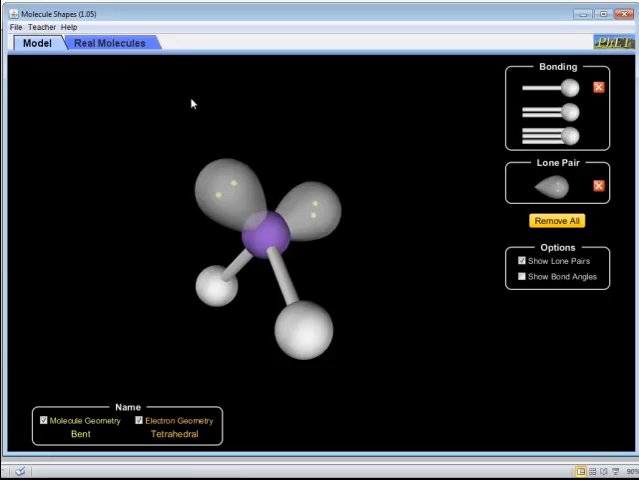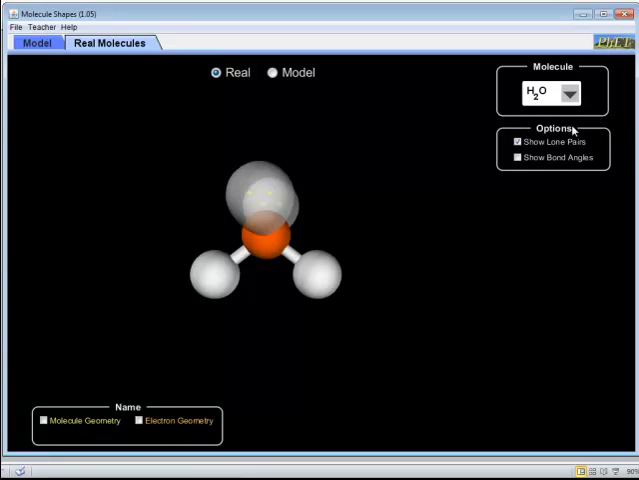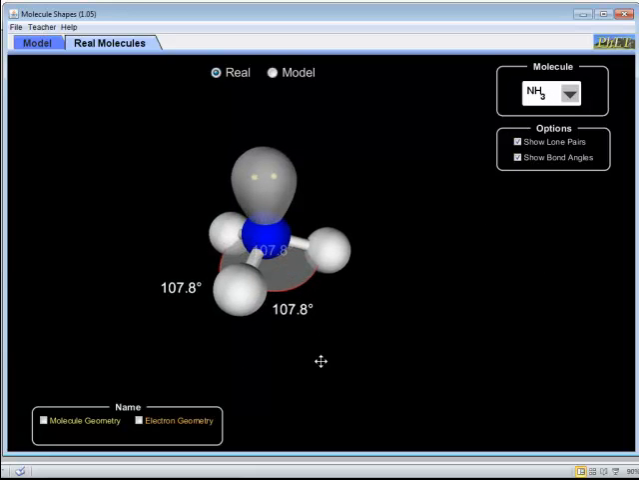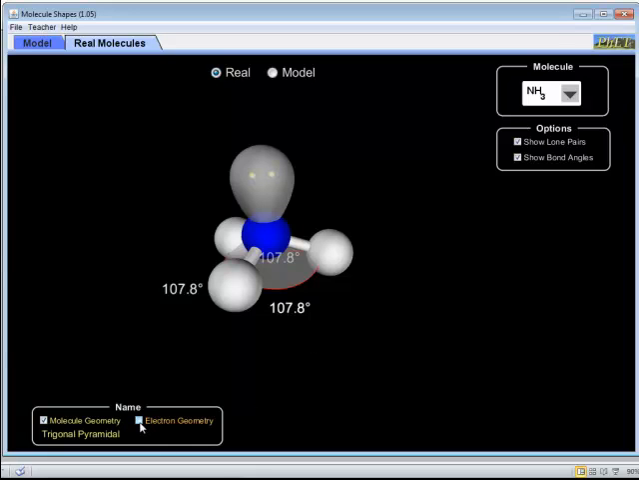For instance, we can take a look at real molecules. If you're looking at water, the bond angle is about 104.5. Let's take a look at ammonia, and with this lone pair, the bond angle is 107.8 instead of the 109.5 standard for the complete tetrahedral. So you can actually see the electron geometry and the molecular geometry. For those 4 together, we'll call it trigonal pyramid.